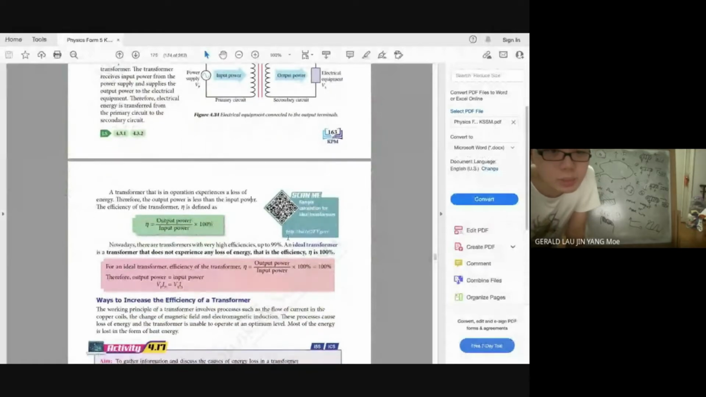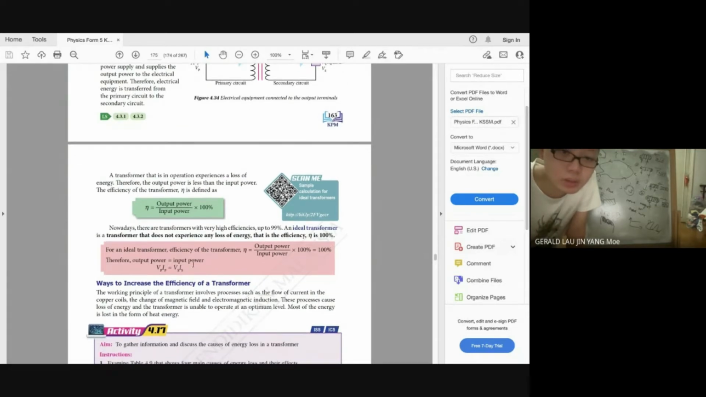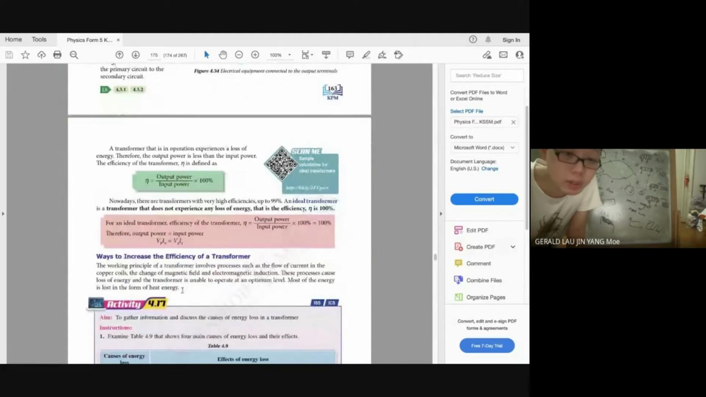Okay. Ideal transformer is a transformer that does not experience any loss of energy. Efficiency is 100%. But of course, this one is so hard to get. Normally, you will lose some power to the surrounding. So, output power equals input power. Same thing. Your formula for power is VI, from chapter 3 you learned just now.